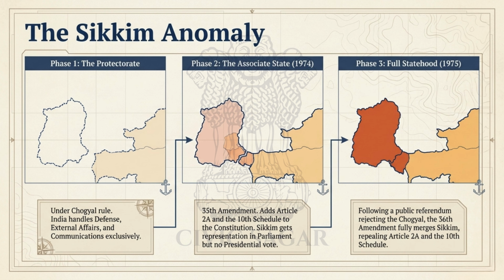Phase 3, full statehood, 1975. Following a public referendum in which the people of Sikkim rejected the Chogyal's rule, the 36th Constitutional Amendment was passed, fully merging Sikkim into the Union and repealing the temporary provisions of Article 2A in the 10th Schedule.